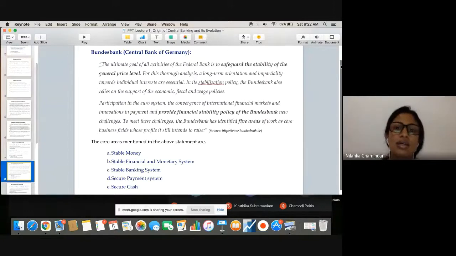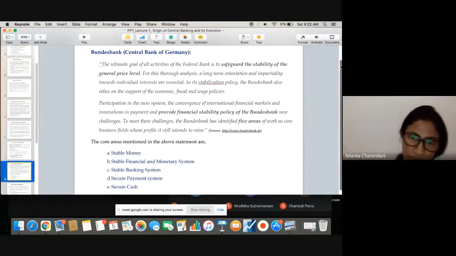So that means the central bank is not just going to operate with their own policies, but at the same time they are going to support the fiscal and wage policies as well. That means monetary policy and fiscal policy are going to be integrated. When the central bank operates its monetary policies, it also facilitates the fiscal policies by adjusting its policy measures. Or otherwise there can be some contrast in between, right?